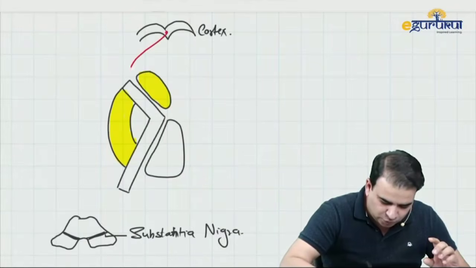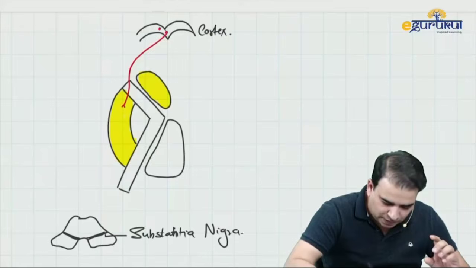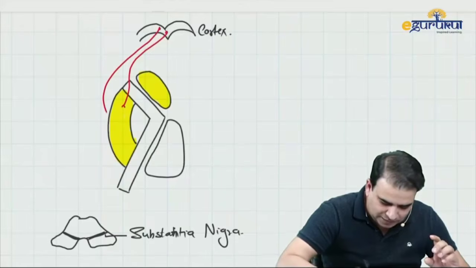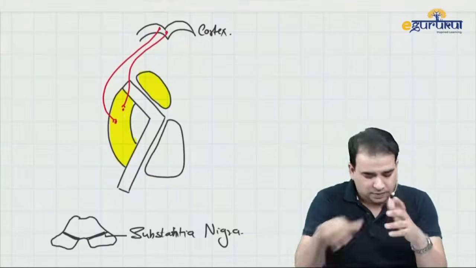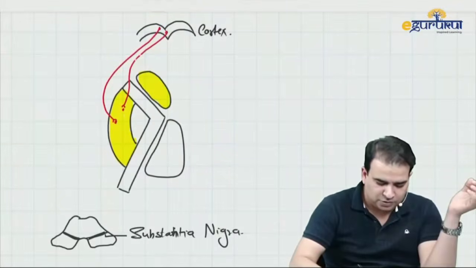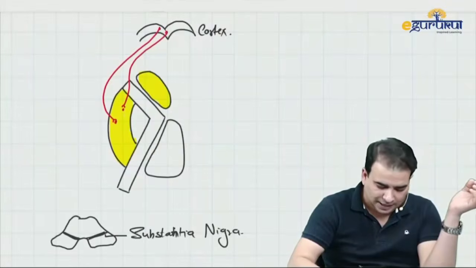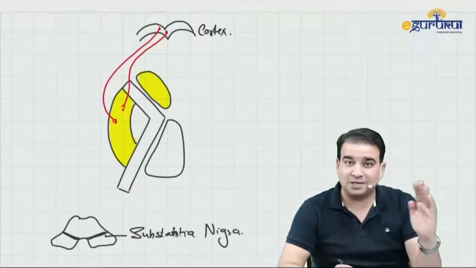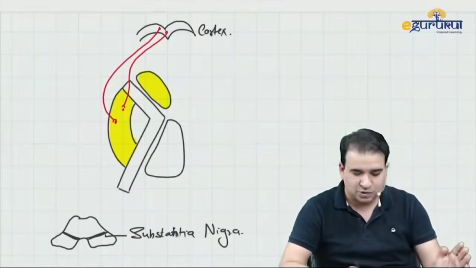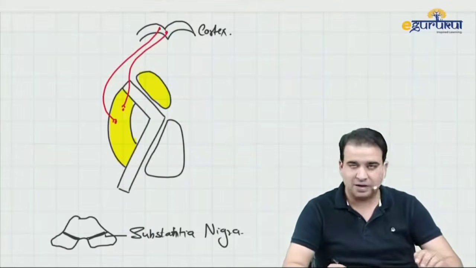Few will come through the internal capsule and few will come through the external capsule to reach this putamen part. This is the internal capsule, right? So few are going through the internal capsule, you can see, and few are coming through the external capsule. Just lateral to the lentiform nucleus is the external capsule. We have the claustrum here, and then medial to the claustrum is the external capsule.